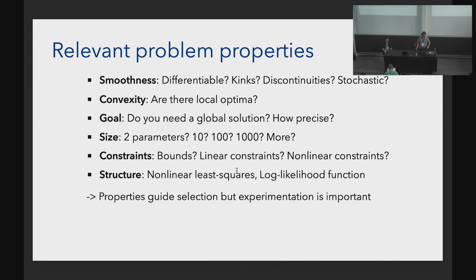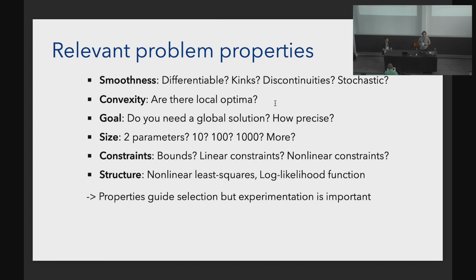So first, a very rough overview of properties that might be relevant to choose an algorithm. One of the most important ones is smoothness of the function. So is your function differentiable? Has it maybe countably many kinks? Has it discontinuities, or is it even stochastic? And depending on that, you need to choose different algorithms. Another important topic is convexity. Basically, if your function is globally convex, it means that any local minimum will also be a global minimum. And there are also some other nice things that can be exploited from this. So if you have a convex problem, it gets much easier to solve.